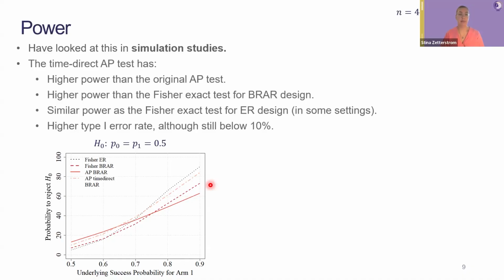And here we can see that the time-direct AP test has higher power than the original AP test. So the pink line lies above the solid red line. We also see that it has higher power than the Fisher-Exact test for the BRAR design, and that it has similar power as the Fisher exact test for the equal randomization design in some settings. So for the lower probabilities, the time-direct AP test is slightly higher, and for the higher success probabilities, it's slightly lower. It should also be noted that the time-direct AP test has a higher type 1 error rate than the two Fisher exact tests, but it's still restricted to the targeted 10%.